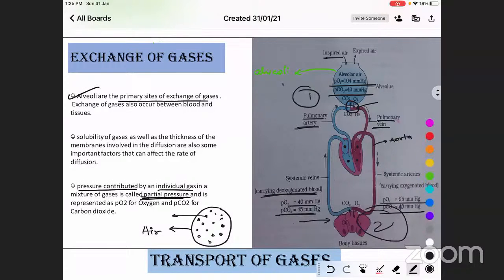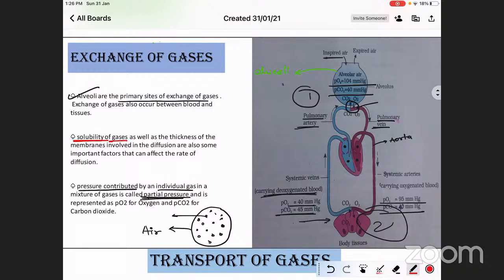Now what are the factors that you have to remember? The first factor is solubility of gases. If the solubility of gases is more, ultimately more gas can be transported or exchanged. Because we all know, if we put sugar or salt in a glass of water and stir it to make it soluble, just imagine if it remains insoluble, then it will appear in front of you.